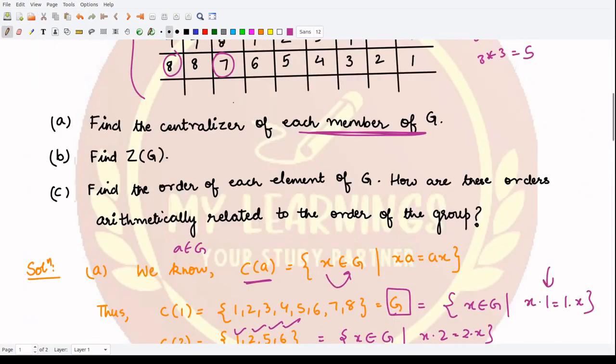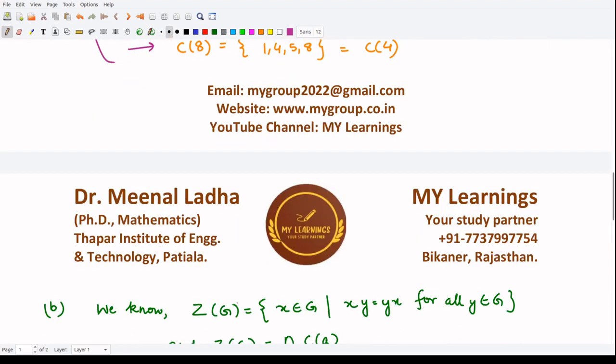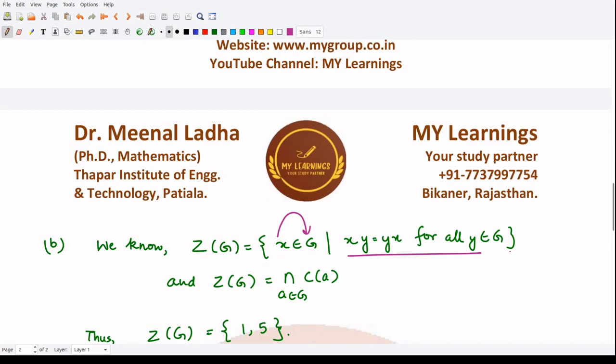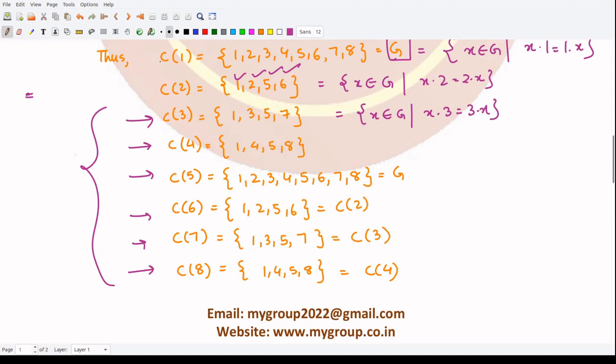Next question is, we need to find the center of this group. Now, if you remember the definition of center, it consists of all those members from the group G such that they commute with all the members of G, right? And if you remember, in some previous question we have also shown that the intersection of all the centralizers would be the center of the group, right? Now, why am I using this result over here? Because we have all the centralizers present with us.